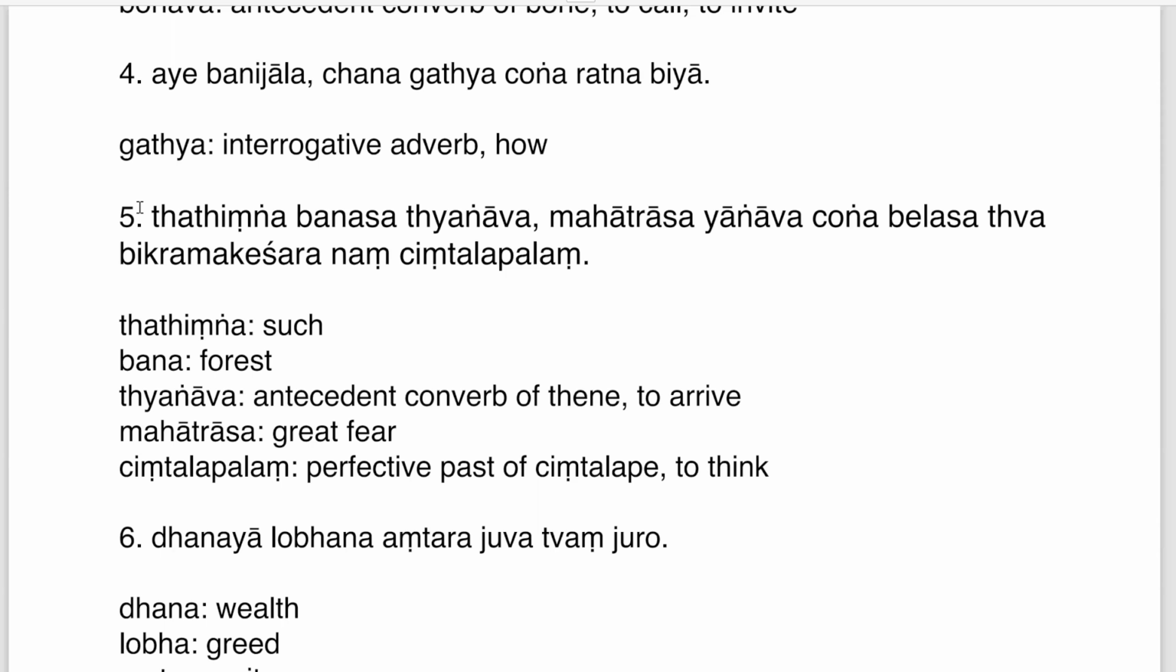Chona Belasa. So Chona again we have the stative of chone. And Belasa is the locative for time. I'm not quite sure how to put those together, like at that time. Chona Belasa. Yeah, at the time of. Okay, so at the time of having become very scared.